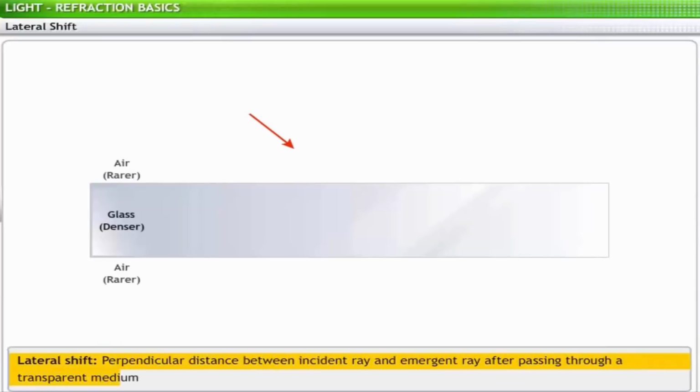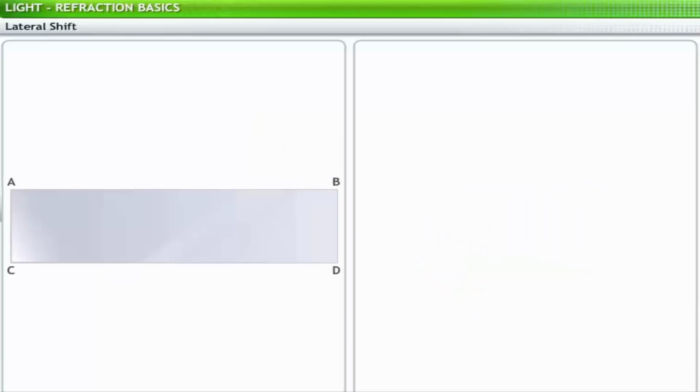When a ray is incident on the surface of a transparent medium such as glass, its position changes laterally when it goes out of the medium. This shift of the refracted ray laterally is called a lateral shift. Now let's derive an expression for the lateral shift in a glass slab.